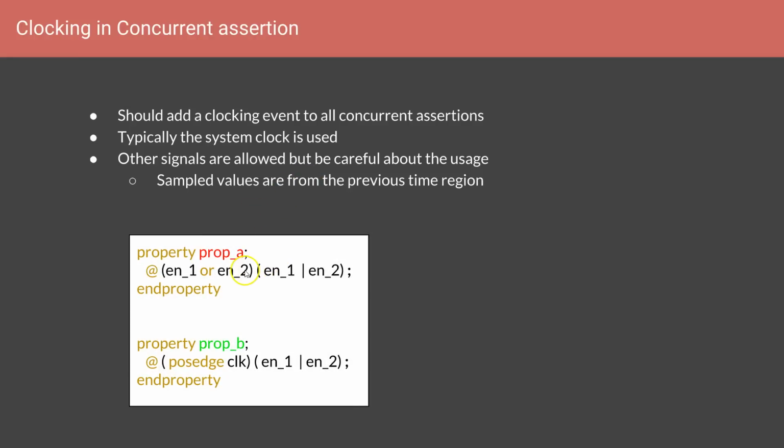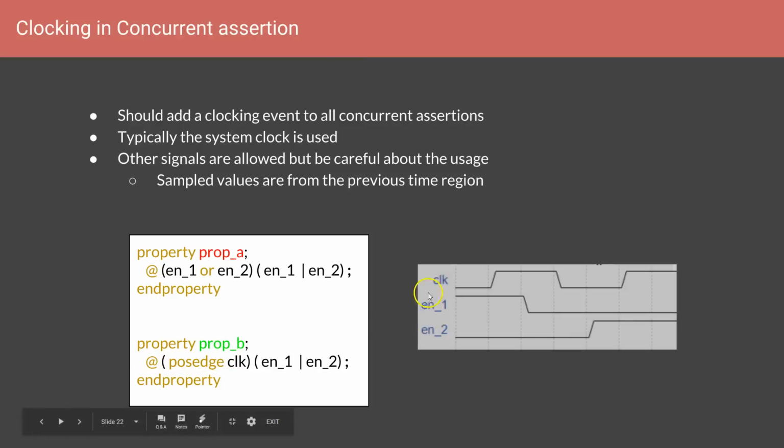So here are two properties defined. One is property A and the other one is property B. Both of them are checking for the same property, which is that either enable 1 or enable 2 is high all the time. But the clocking event for the first property is defined as the same signals, enable 1 or enable 2. For the second property, the clocking event is given as a positive edge of clock. Now, let's see what will happen in a simulation.